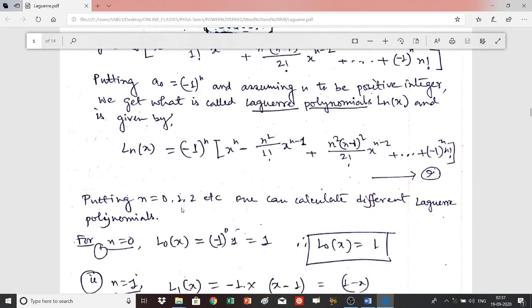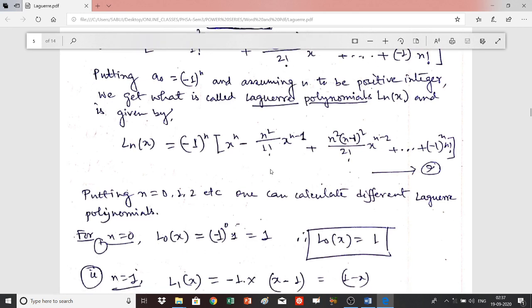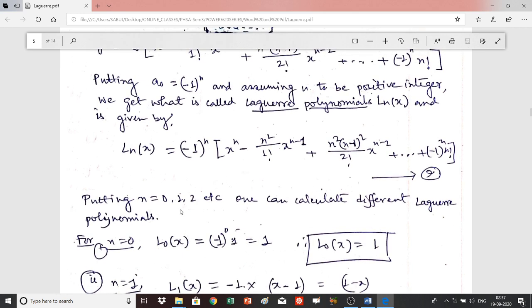Now putting n equal to 0, 1, 2, etc., you can easily find out the values of Laguerre polynomials for different orders. For the case of n equal to 0, you can calculate the zeroth-order Laguerre polynomial, that is L0(x), from this relation. That will be (-1)^0, and since n is 0, from here 1, that is L0(x) is equal to 1.